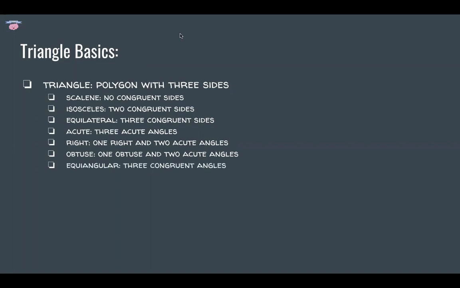Equiangular seems like it's equilateral, but actually it's three congruent angles, not three congruent sides. We'll talk about a theorem soon that shows us that the only possible equiangular triangle has 60, 60, and 60 degrees. You might be able to guess what the theorem is now, but we'll go in depth on it soon.